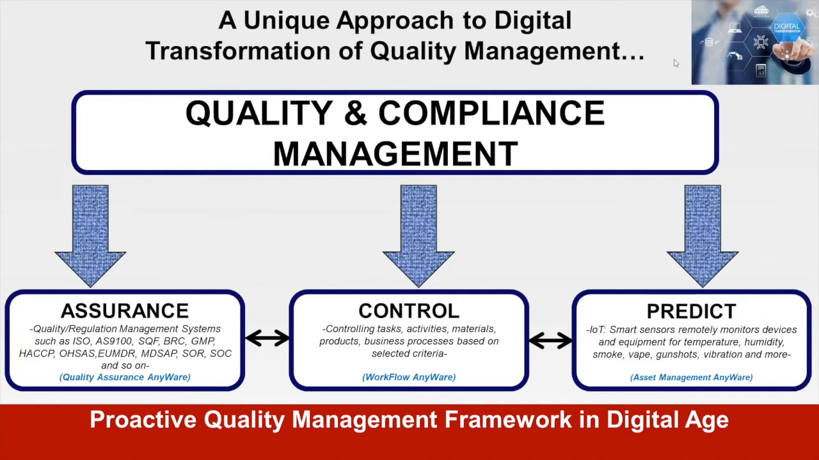And if there is any deviation, then it needs to be recorded and investigated, and you may want to take corrective actions accordingly. And the last piece, the third pillar, is predict. That is referring to IoT devices, smart sensors, remote monitoring, basically, of your equipment, machinery, and of your workplace.